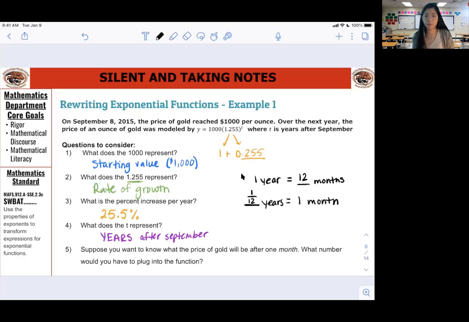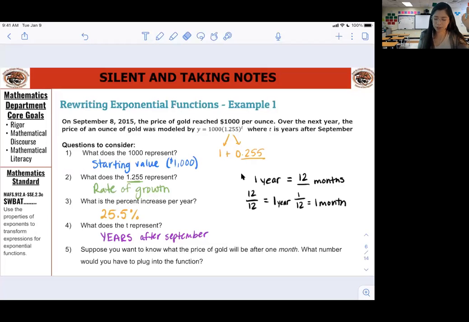Because think about it. A year is 12 months, right? So let me actually break this down. So 1 year is 12 months. So 12 out of 12. 12 out of 12 is 1 year, right? Because 1 whole, 12 out of 12 is 1. But if I only have 1 out of 12, that's 1 month. So 12 out of 12 is 1 year. 1 out of 12 is 1 month. Because you take 1 month out of 12 total months.